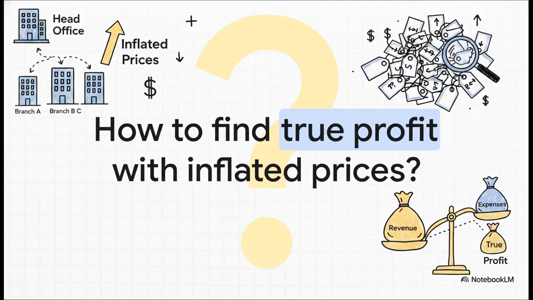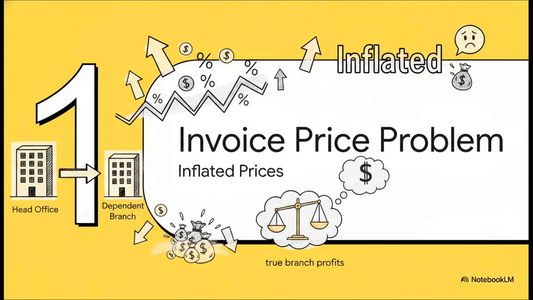And head offices do this for very specific strategic reasons. Usually, it's to keep actual corporate margins top secret and to maintain tighter control over those branch managers. But while that solves a management problem, it creates an absolute accounting headache. How on earth does the head office take these inflated figures and consolidate them to find the real bottom line profitability of the branch? That brings us to Section 1, the invoice price problem, or dealing with inflated prices.